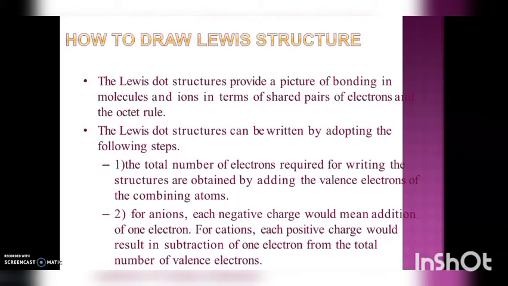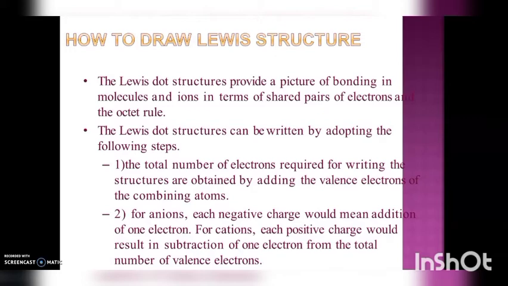So the Lewis structure is very important. So let's see how to draw the Lewis structure. We know the Lewis dot structure provides a picture of bonding in molecules and ions in terms of shared pairs of electrons and the octet rule.